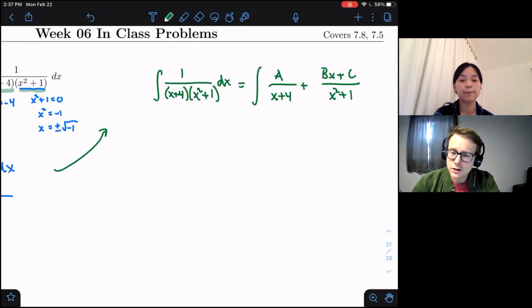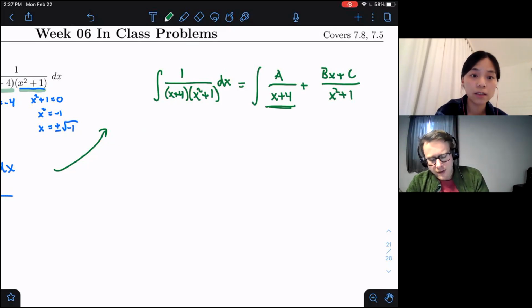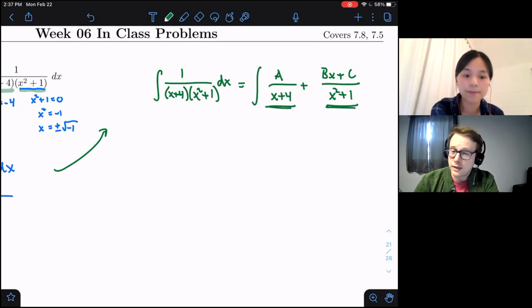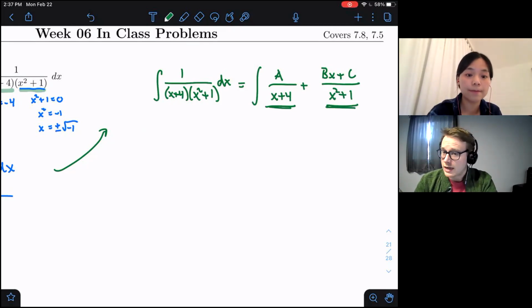So we have our two factors. x plus 4 just has a power of 1, so we only need this. And then we have the x squared plus 1. This is an irreducible quadratic. So remember, whenever you have an irreducible quadratic, you need the linear bit on top, so Bx plus C rather than just a constant.